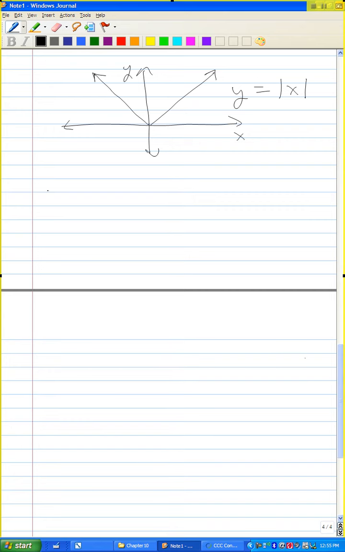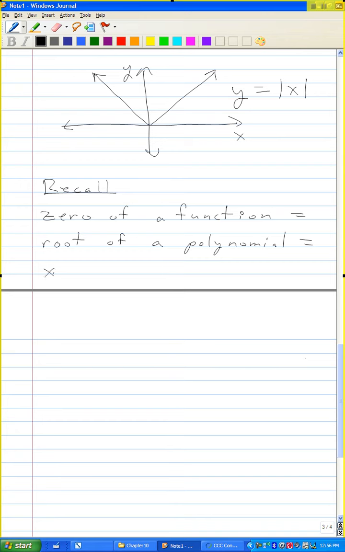So let's recall the following. The zero of a function is the same as the root of a polynomial. So if I'm talking about a function, then I'll call it the zero of a function. If I'm talking about a polynomial, call it the root of the polynomial. If I'm talking about a curve, I'll call it the x-intercept.